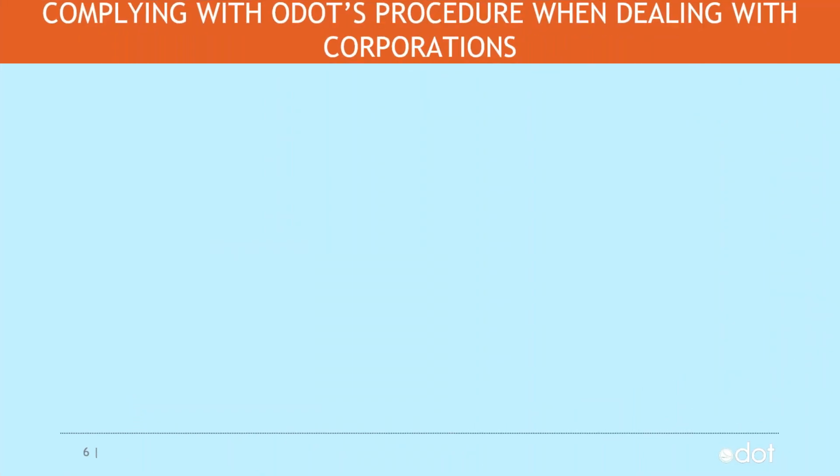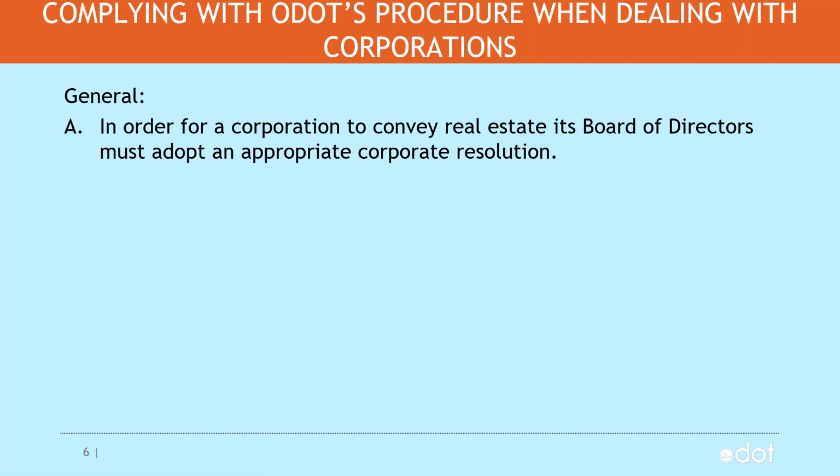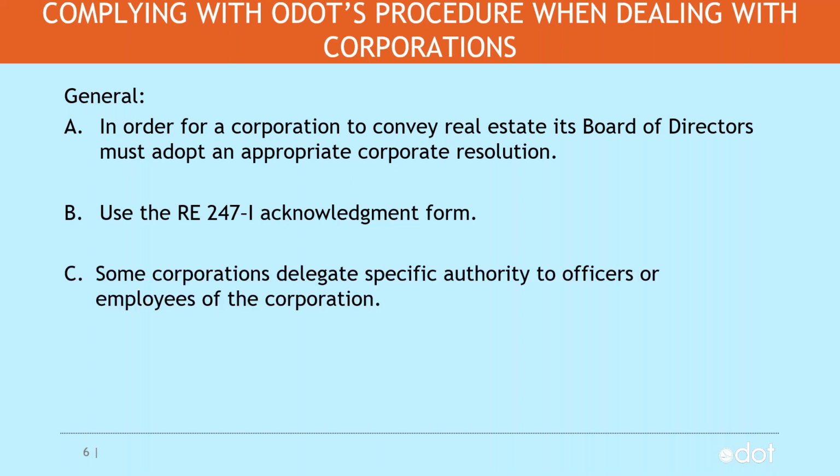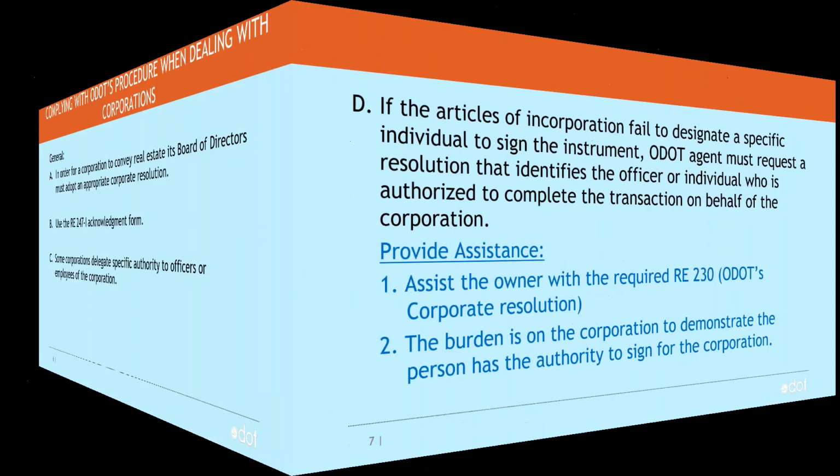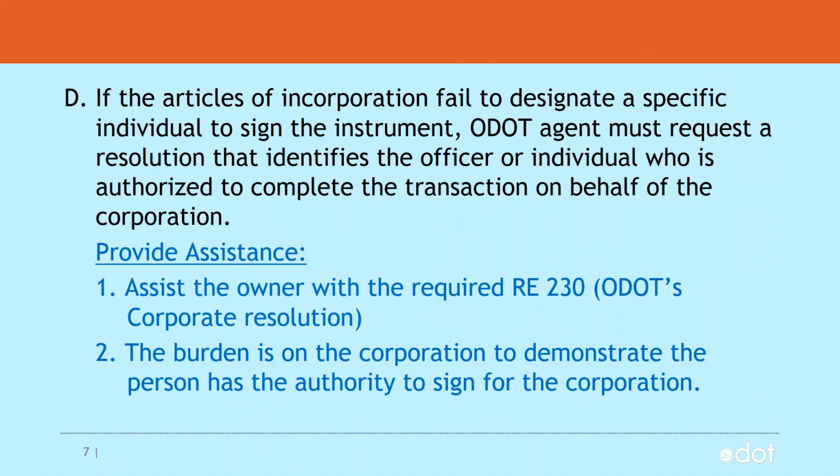When dealing with corporations, in order for a corporation to convey real estate, its board of directors must adopt an appropriate corporate resolution. That's what you'll need to see in order to know who in the corporation can sign on behalf of the corporation. Again, the RE247I is the acknowledgement form. Some corporations do delegate specific authority to officers, or maybe an employee of the corporation, somebody who's their real estate person, but that corporate resolution should say who that is. If the articles of corporation fail to designate a specific individual to sign the instrument, ODOT must request a resolution that identifies the officer or individual who's authorized to complete the transaction on behalf of the corporation.